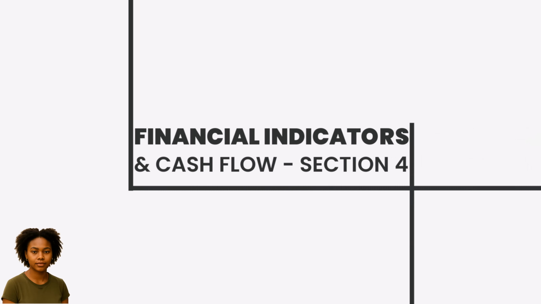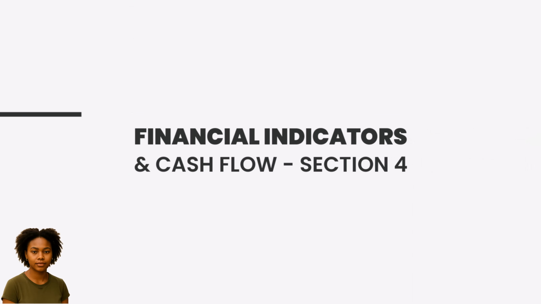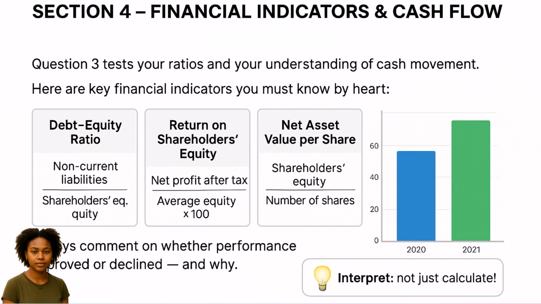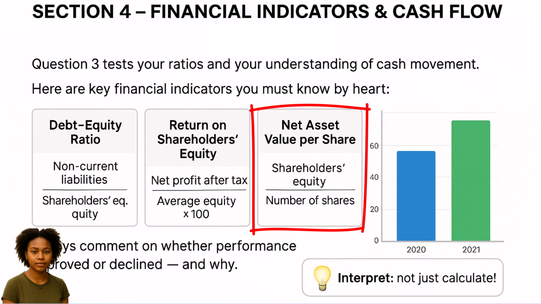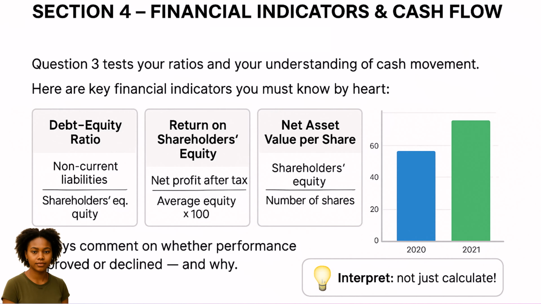Question 3 tests your ratios and your understanding of cash movement. Here are key financial indicators you must know by heart. Debt-equity ratio, non-current liabilities divided by shareholders' equity. Return on shareholders' equity, net profit after tax divided by average equity times 100. Net asset value per share, shareholders' equity divided by number of shares. Dividend payout rate, dividends divided by net profit times 100. Always comment on whether performance improved or declined and why.